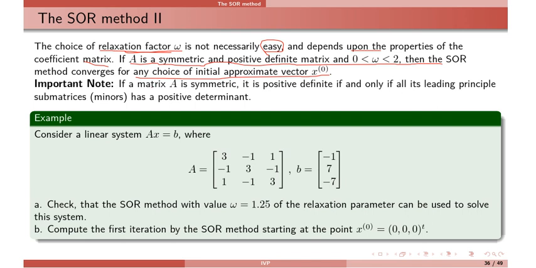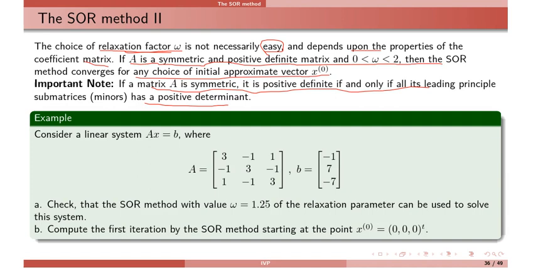So if a matrix is symmetric, it is positive definite if and only if all of its leading principal minors have a positive determinant. So I am telling you the procedure for how you apply it.